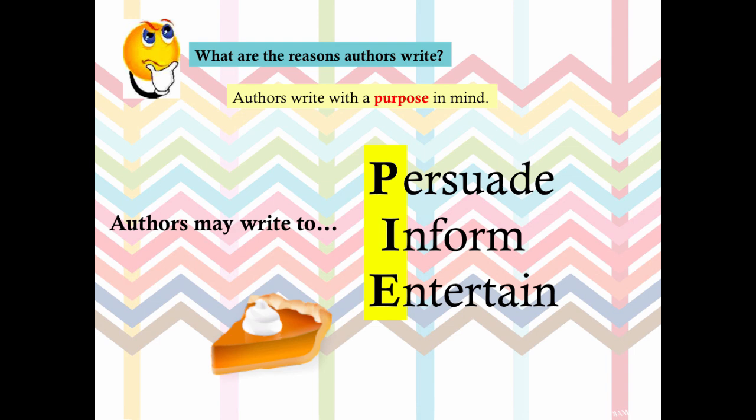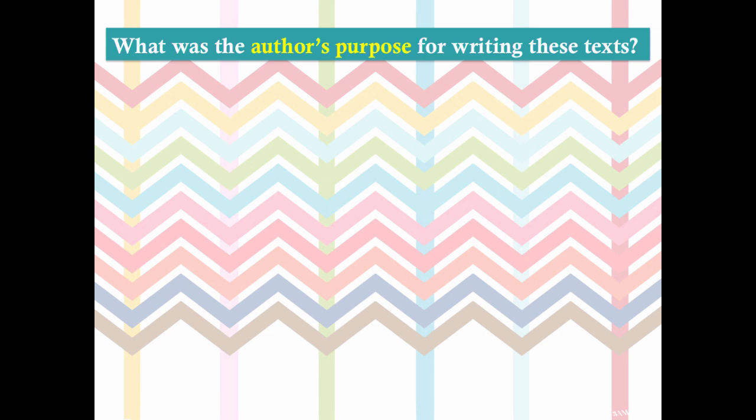Inform means you're really just giving information, like I'm going to look up this word in the dictionary, I'm not reading this for fun, I'm reading it because I want to know what this word means. Entertain means you're going to read it because it's fun, like a Junie B. Jones book.